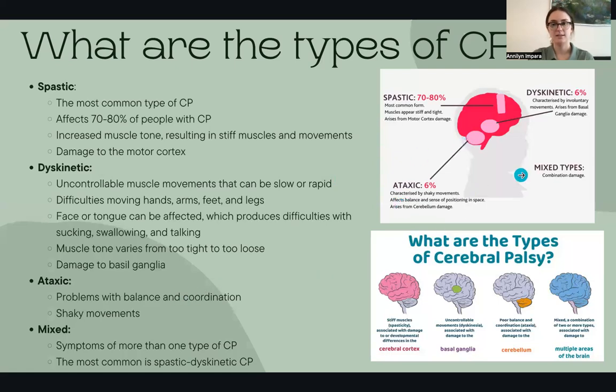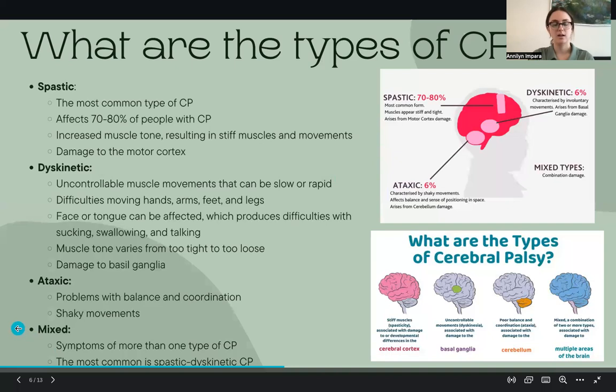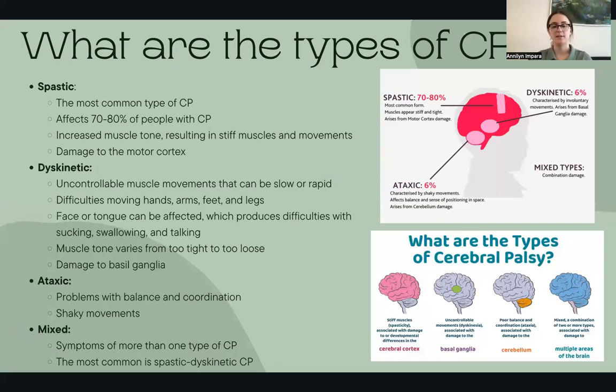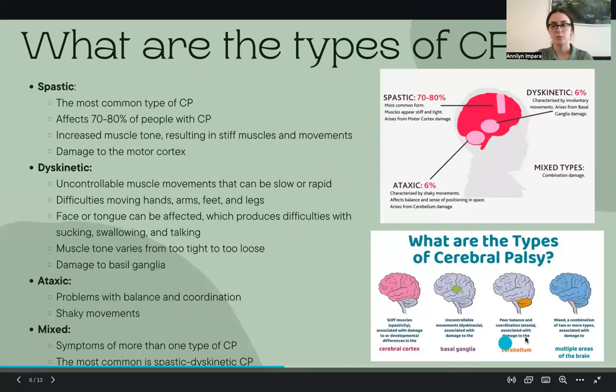And the last is mixed. And mixed CP has symptoms of more than one type of CP. So it can be multiple, it could be two, it could be whatever combination. However, the most common combination is spastic dyskinetic cerebral palsy. And if we look here, we can see that the damage of mixed is to multiple areas of the brain.